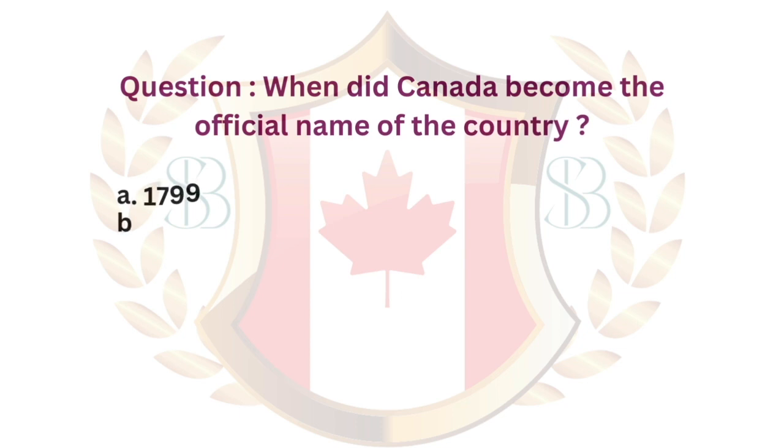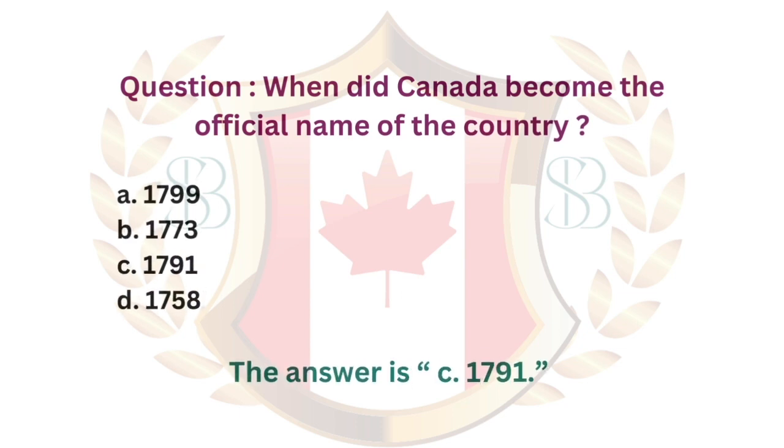Question. When did Canada become the official name of the country? A. 1799. B. 1773. C. 1791. D. 1758. The answer is C. 1791.